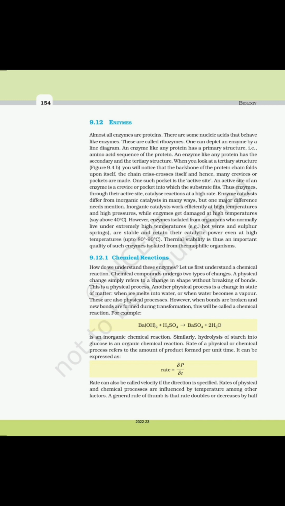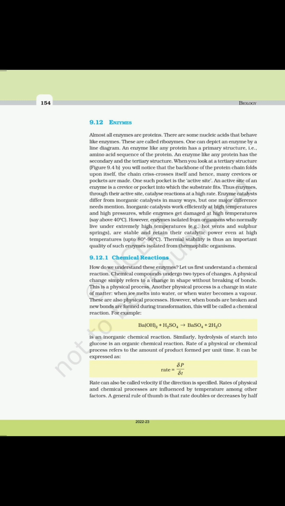9.12 Enzymes. Almost all enzymes are proteins. There are some nucleic acids that behave like enzymes. These are called ribozymes. One can depict an enzyme by a line diagram. An enzyme, like any protein, has a primary structure, i.e., the amino acid sequence of the protein. An enzyme, like any protein, has the secondary and the tertiary structure.